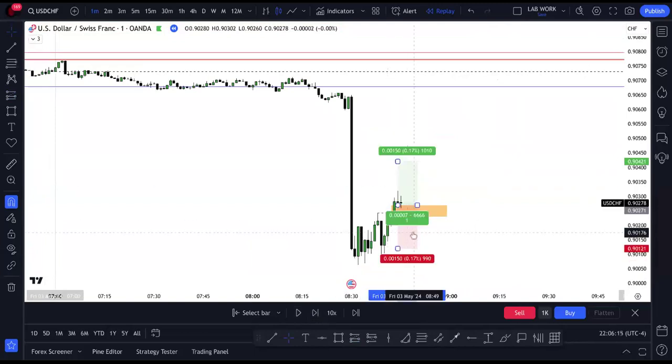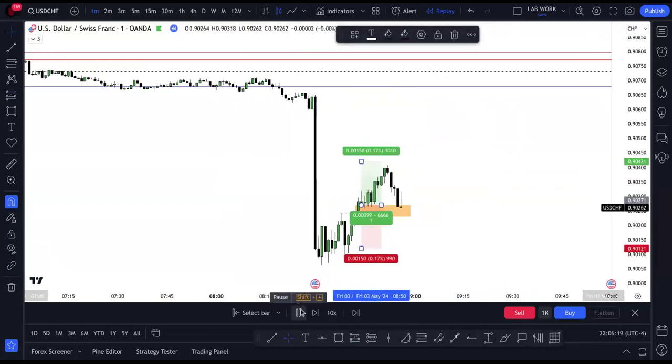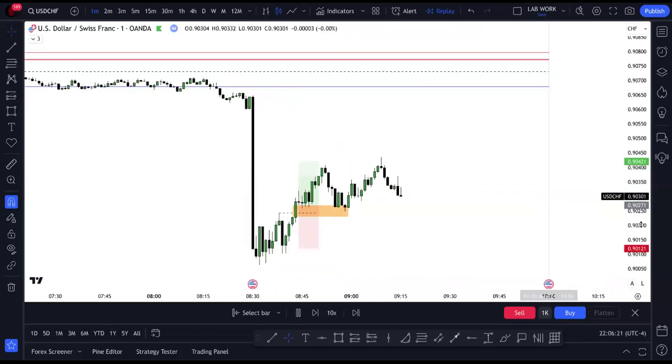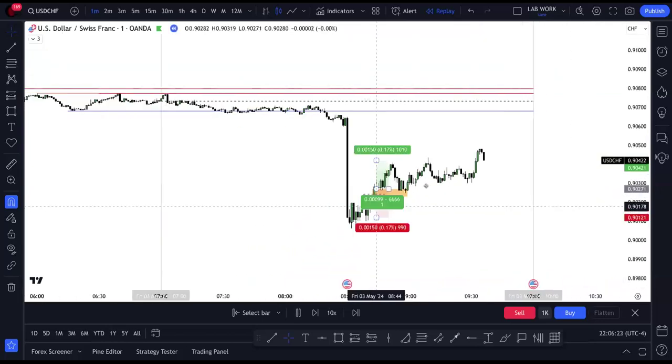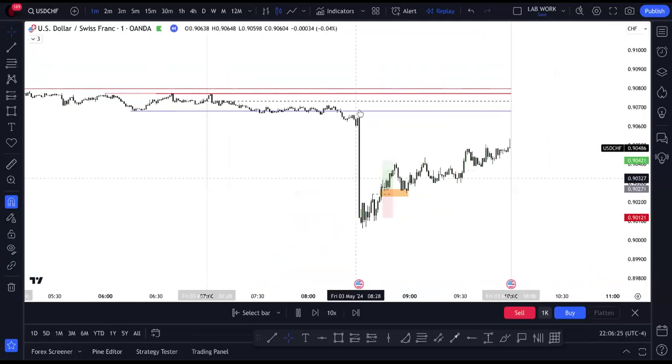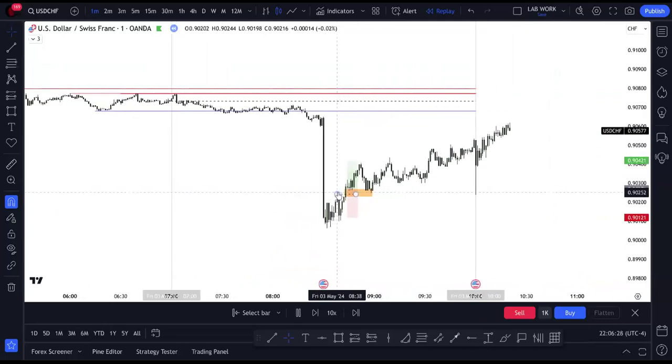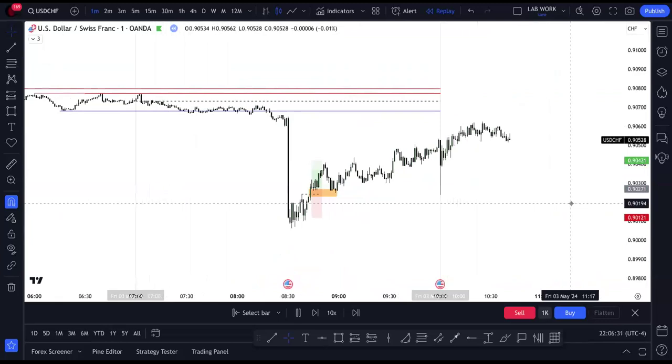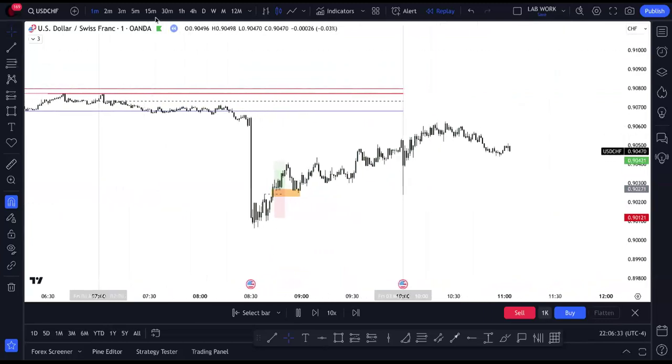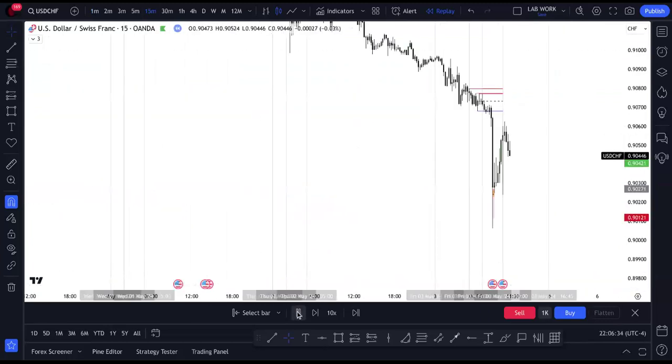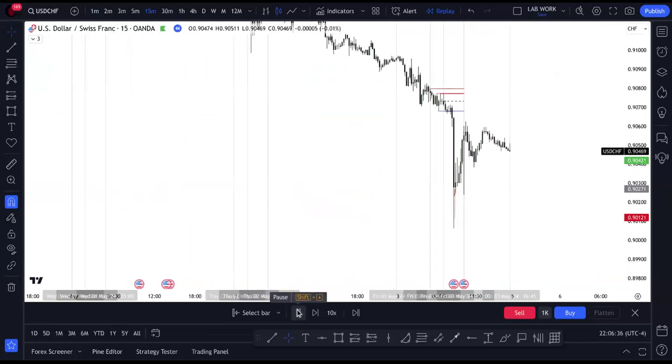But yeah, long here, 1-to-1 scenario. And then we go long and we hold and we see what happens. TP hit. Right? We're filling in that liquidity void. This is right after NFP. Speed it up. See where we land at the end of the week.